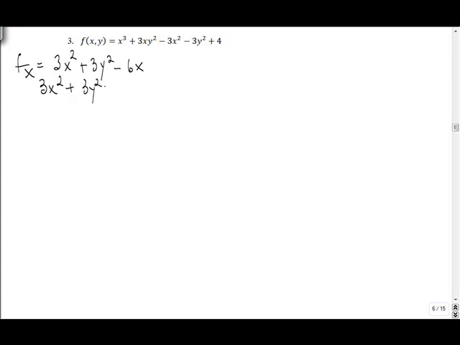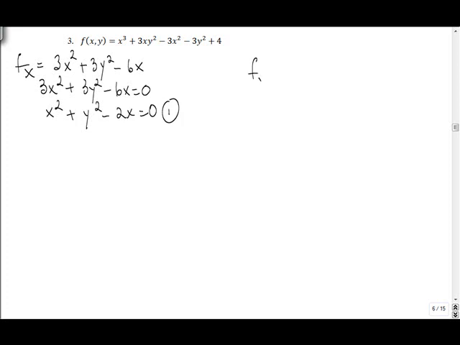Now, if you can reduce, we can divide by 3, so let's do that. x squared plus y squared minus 2x is 0. Call this 1. Nothing we can do there, so move on.